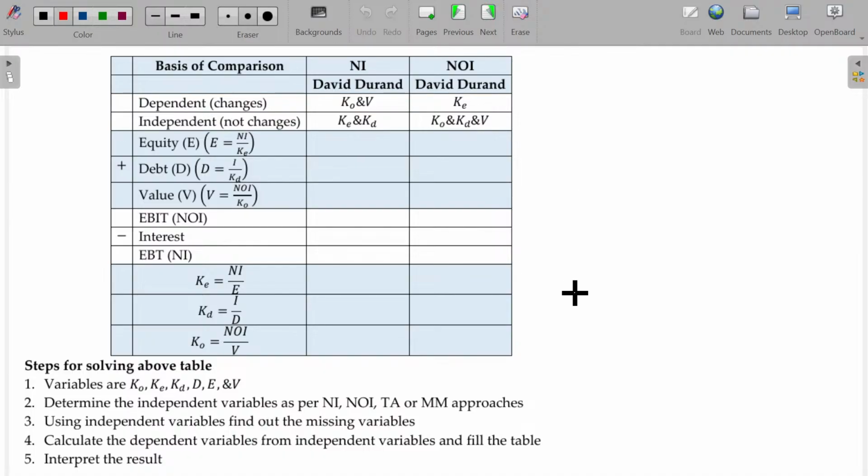What is the formula for KE? In the normal case, what is the formula for KE? Normal dividend, okay, dividend by equity. Dividend by price per share. You can calculate the KE of the share this way.